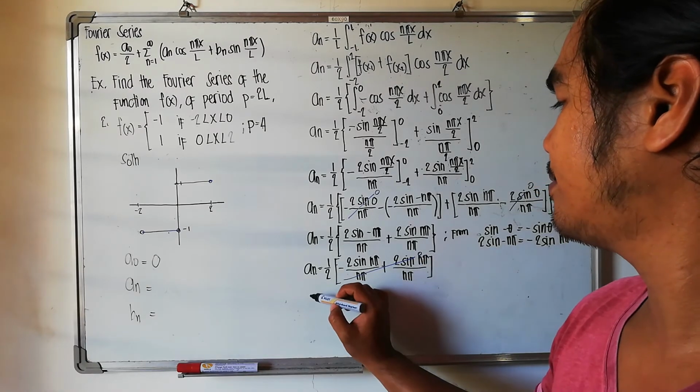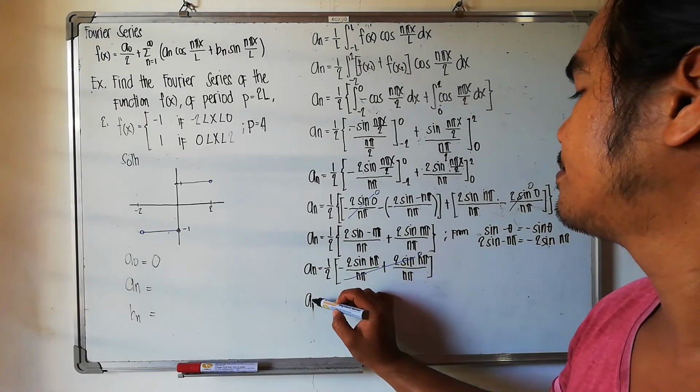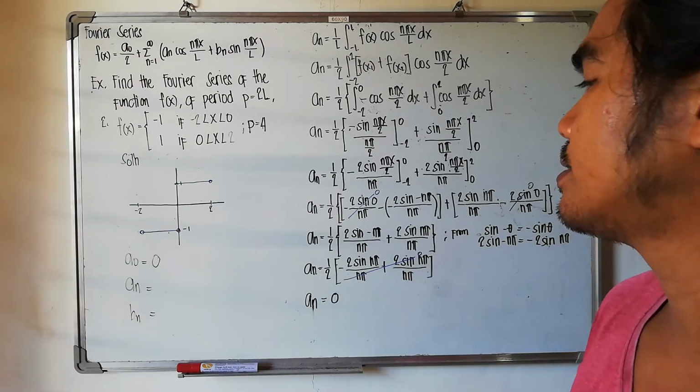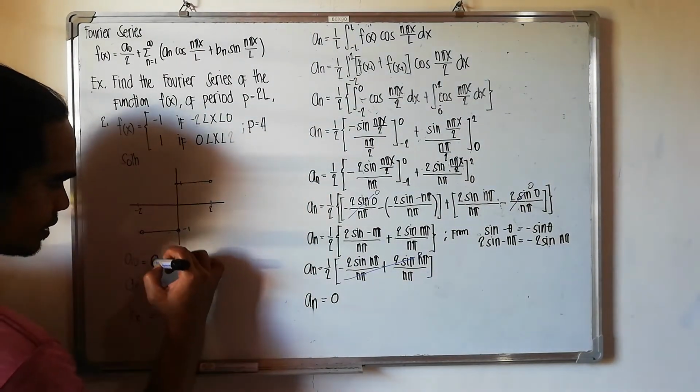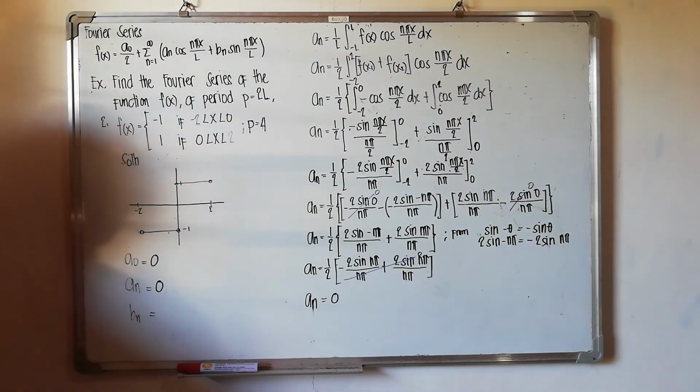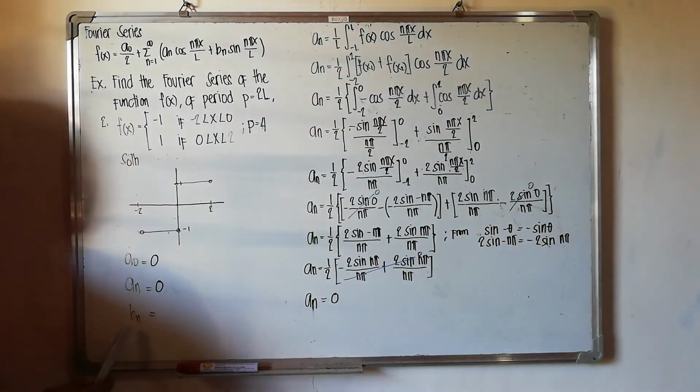So your a sub n is also equal to 0. So your a sub 0 is 0 and your a sub n is equal to 0. Now we need to solve for your b sub n.